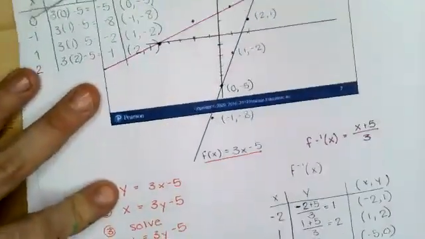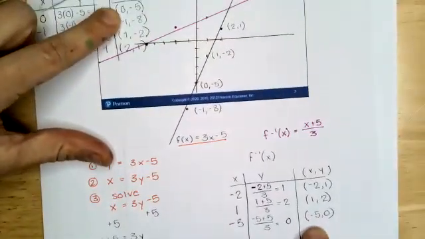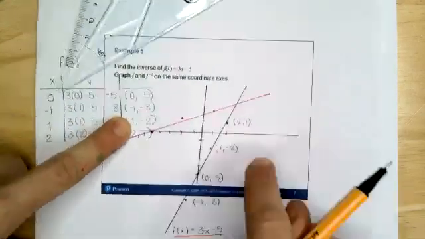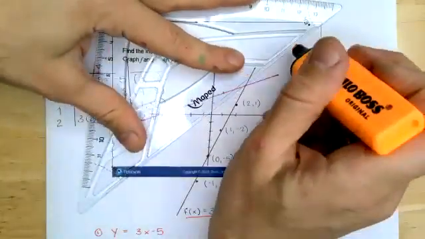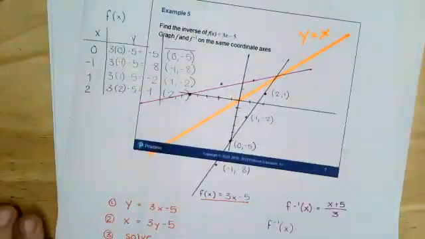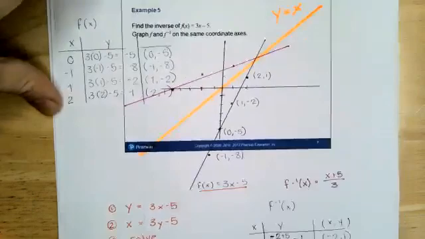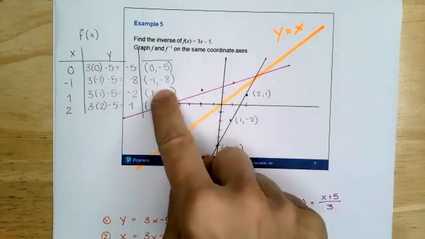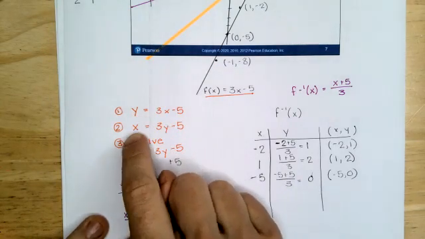All right, we see that we have the inverse, right? 0, -5 becomes -5, 0. 1, 2 becomes 2, 1. 1, -2 becomes -2, 1. And if we look at the line y equals x, they are reflections across that line. So you can find a bunch of points and just do the opposite, graph it, or you can take it algebraically, change y and x, and solve for y.